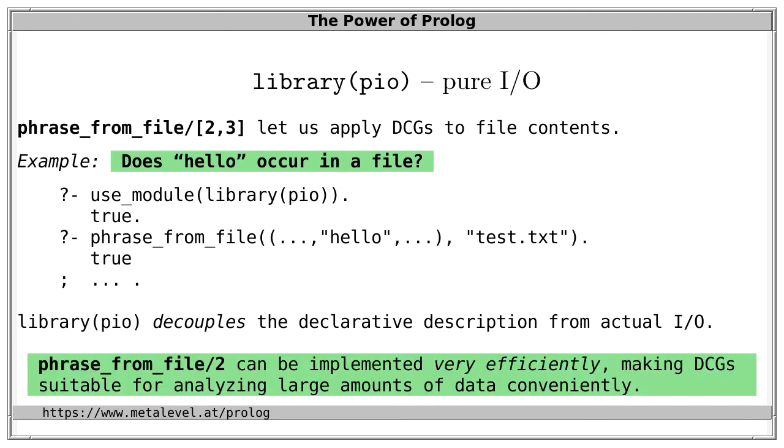And on top of this, phrase_from_file can be implemented very efficiently, for example, by mapping the file directly to memory, using operating system facilities. And this makes DCGs suitable also for analyzing very large amounts of data. So this is for input.